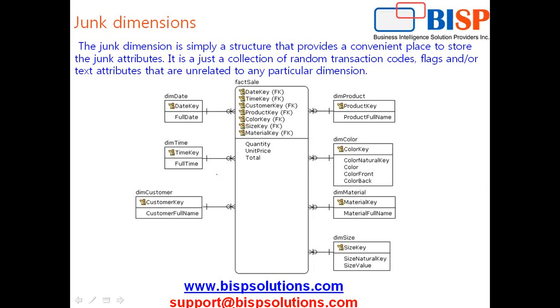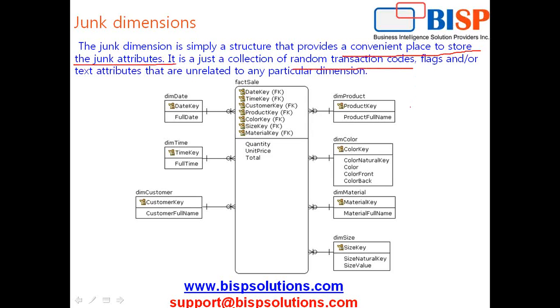In an ETL concept, we call them lookups. Okay, so you see there is the junk dimension, a simple structure that provides a convenient place to store junk attributes. It is just a collection of random transaction codes.